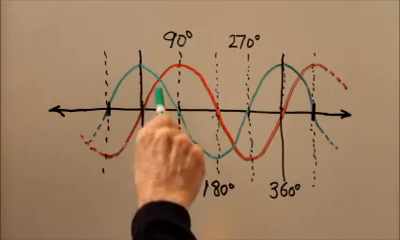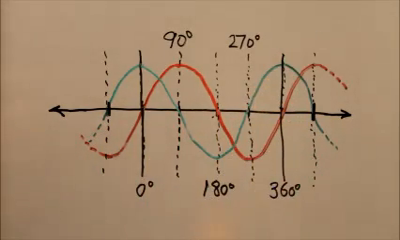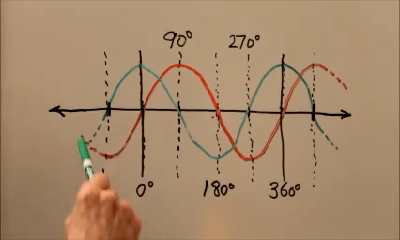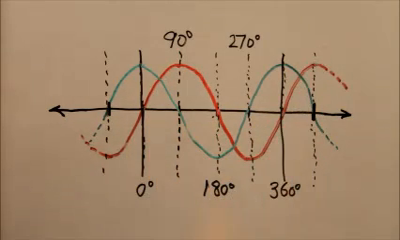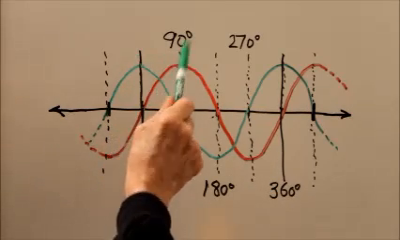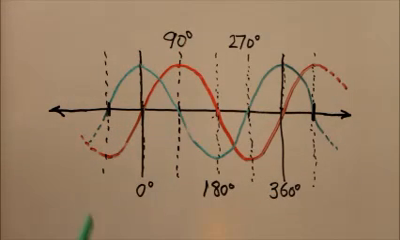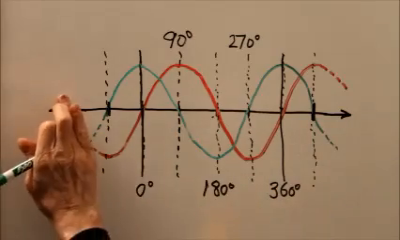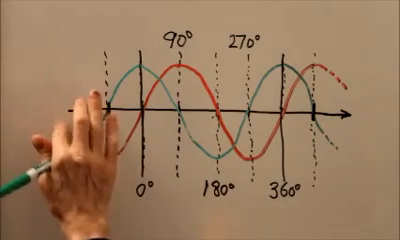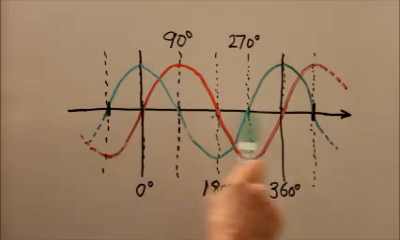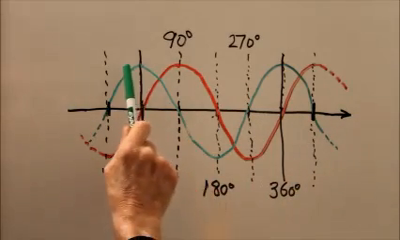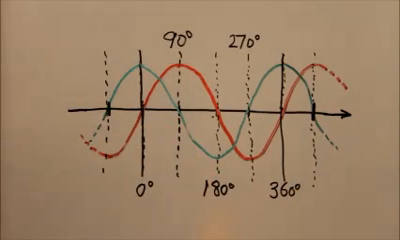Now we might consider the green wave here to represent the voltage and the red wave to represent the current. In that case, the current lags the voltage by 90 degrees. If we consider time to go in that direction, the red wave current occurs 90 degrees later in time than the green one, voltage. So in that case, we'd say that the current lags the voltage by 90 degrees.